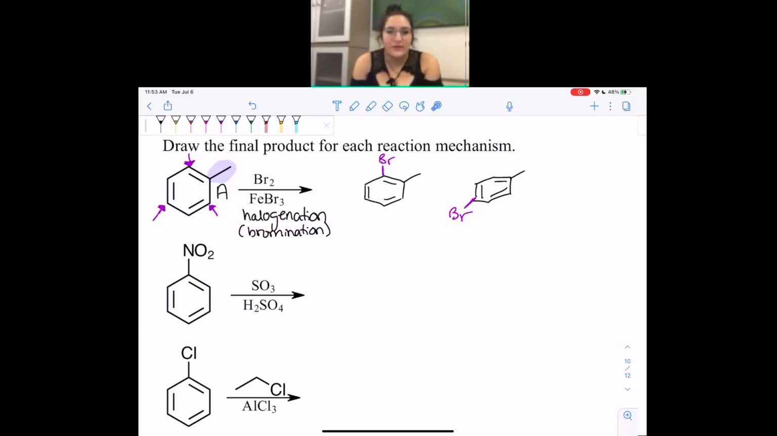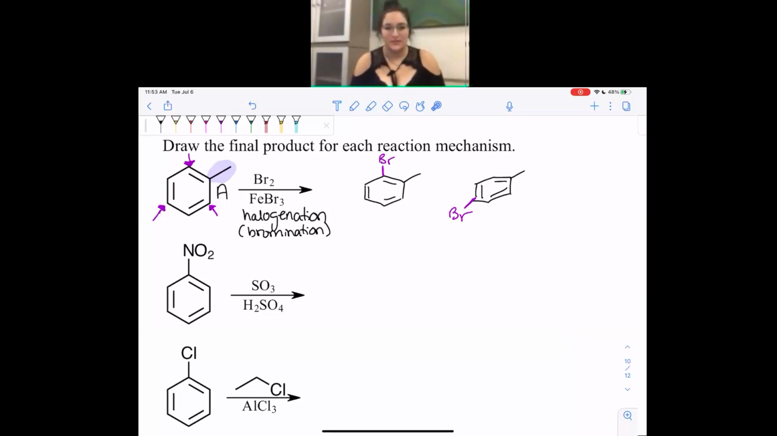So this is how I want you to approach these kind of questions. I don't want you to go through the whole entire mechanism. I want you to think, what kind of reagent do I have? What am I adding? And then figure out what kind of substituent it is. So where am I adding? So you just want to know what and where, basically.